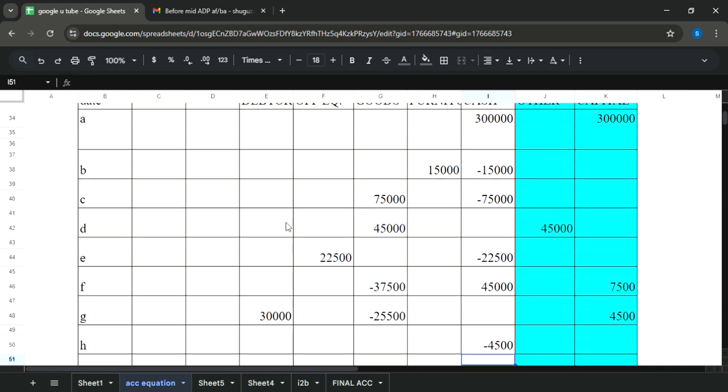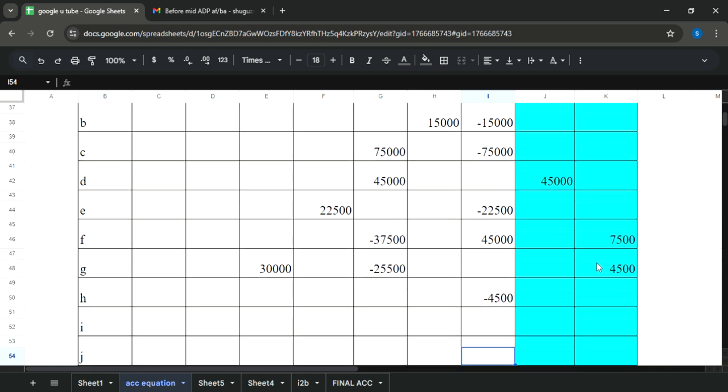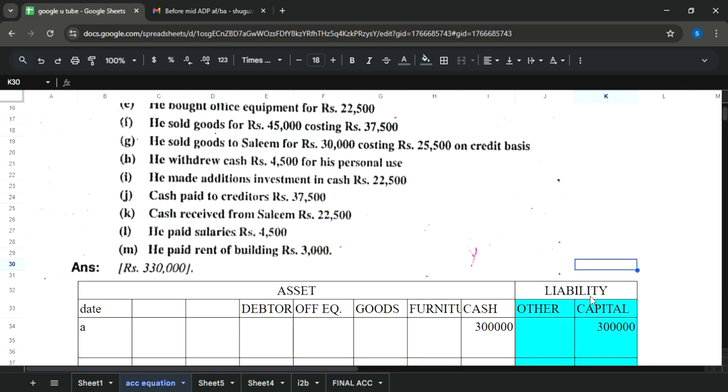So this cash was drawn by the proprietor. Capital was the amount which is provided by the proprietor, and now he is going to draw this amount from his capital. So capital would be decreased. So minus 4,500 you will write over here. So it means there are three things: expenses, income and drawings would be adjusted in capital. H entry is completed. Now entry number I.